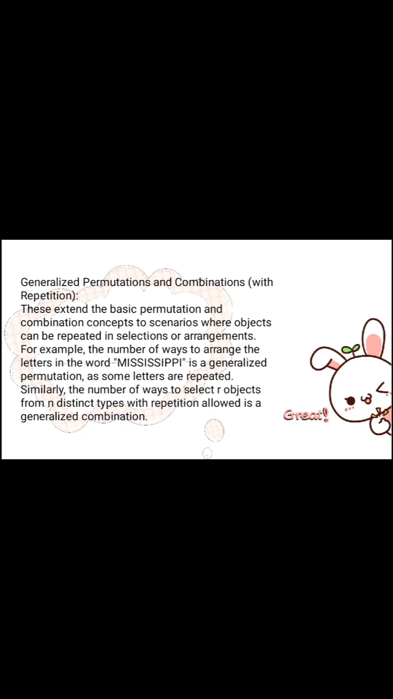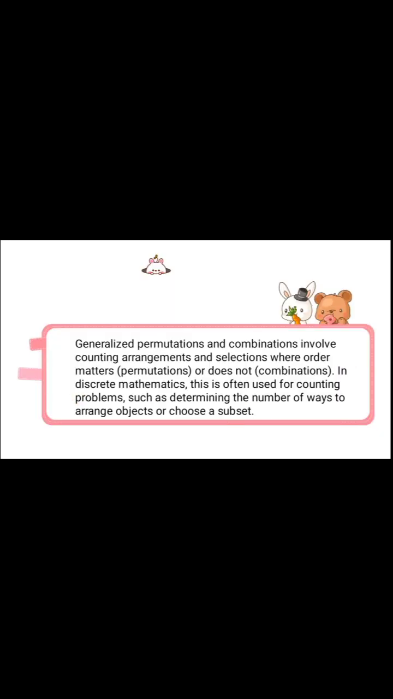a generalized combination. Generalized permutations and combinations also involve counting arrangements and selections where order matters in permutation or does not matter in combination. In discrete mathematics, this is often used for counting problems such as determining the number of ways to arrange objects or choose a subset.